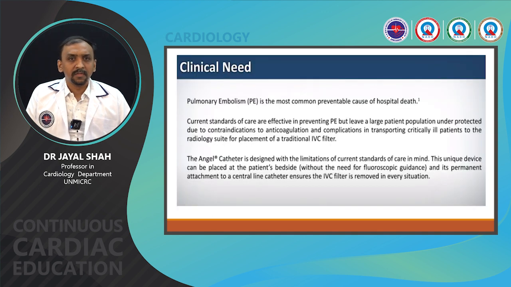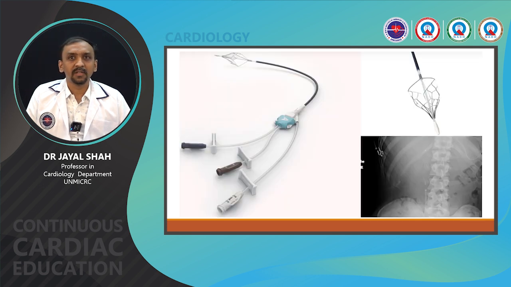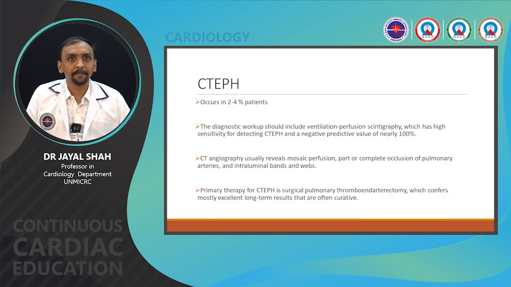Pulmonary embolism is, as we all know, a very common preventable cause. The Angel catheter is also a newer device which is designed to address the limitations of the current standard of care, and it can be placed at the patient's bedside. Its permanent attachment to the central line catheter also ensures the filter is removed in every situation. This is the Angel catheter, which has a unique design, with the filter also connected with a central venous catheter. In this case, pressure monitoring as well as different therapies can be administered simultaneously with the usage of the IVC filter in acute intensive settings.